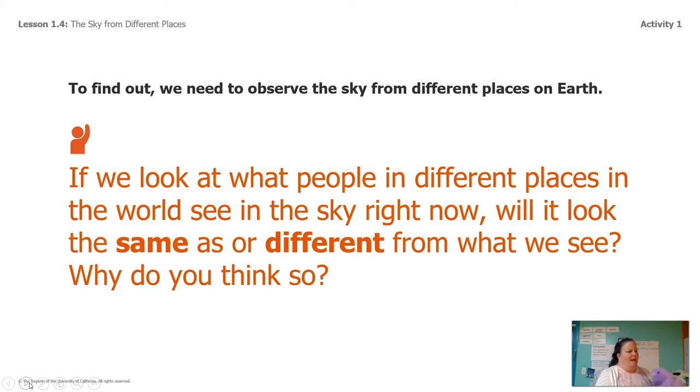I'm going to ask Lavender this question too. If we look at what people in different places in the world see in the sky right now, imagine we're going to travel to all these different places in the world right now. Will the sky look the same to them, or will it look different? If you think of everybody in the world, will the sky look the same or different right now? And then why do you think that? I'm going to listen to Lavender. What do you guys think? Will the sky look the same or different?